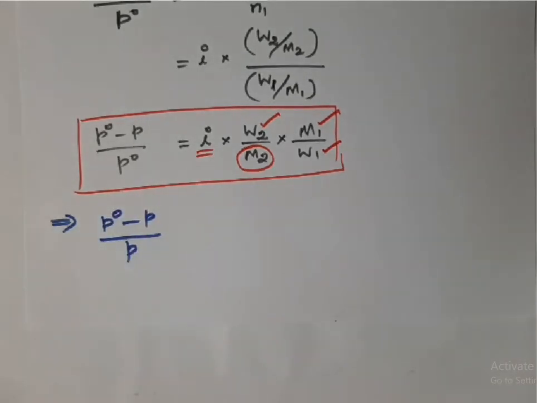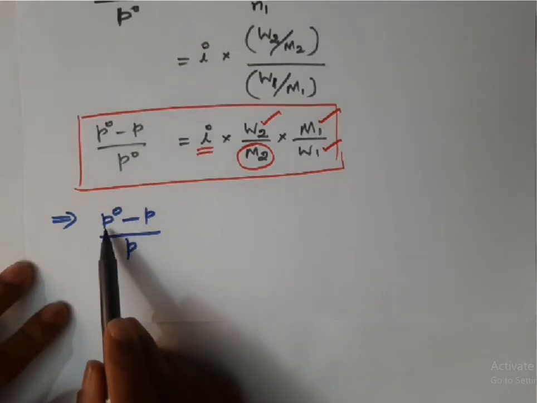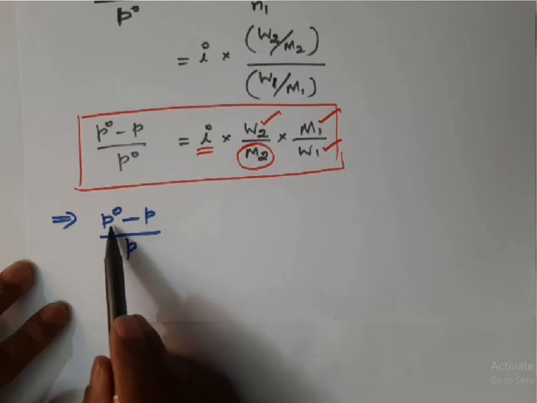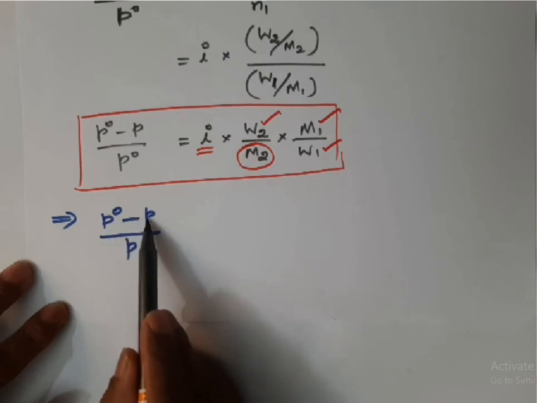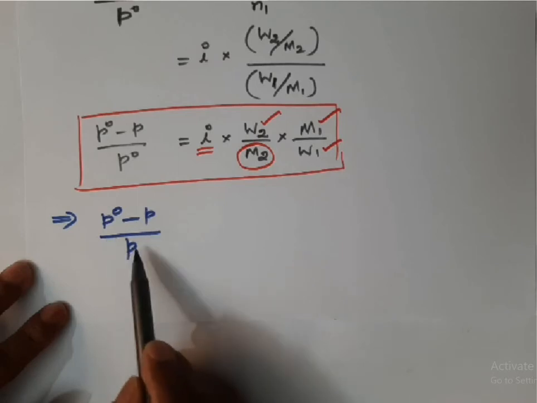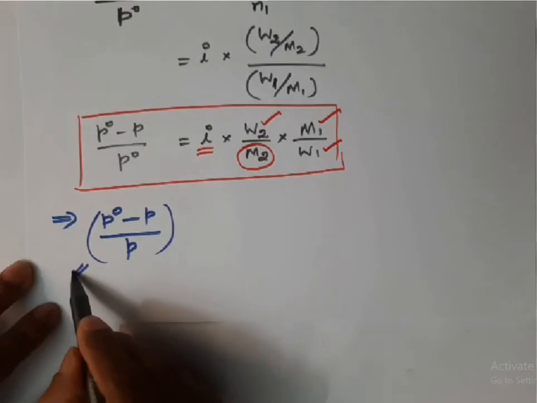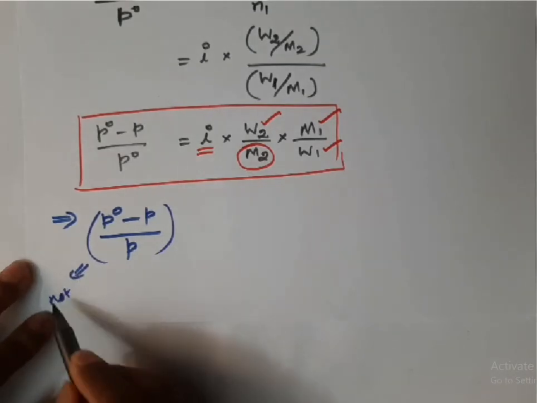What is P? What is P naught, students? What is P? Pure vapor pressure. Yeah, P naught is vapor pressure of pure solvent. P is vapor pressure of solution. Vapor pressure of pure solvent minus vapor pressure of solution divided by vapor pressure of solution. This is not colligative property. Students, observe this. This is not a colligative property.